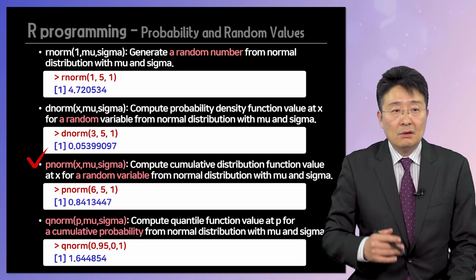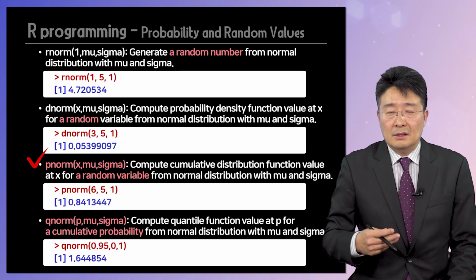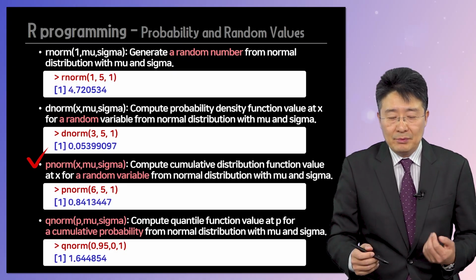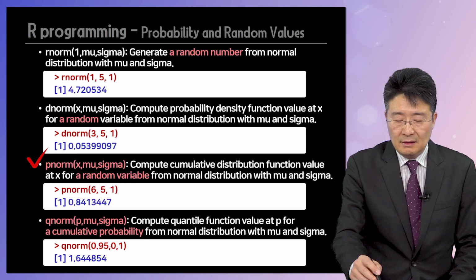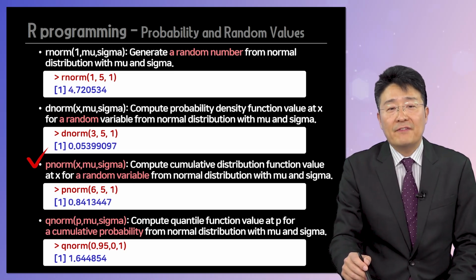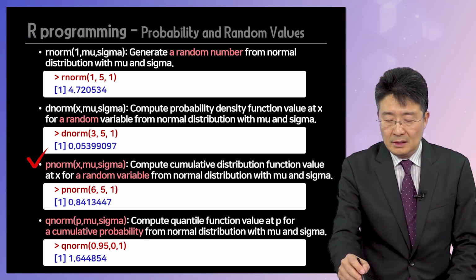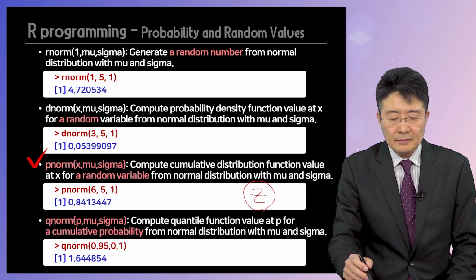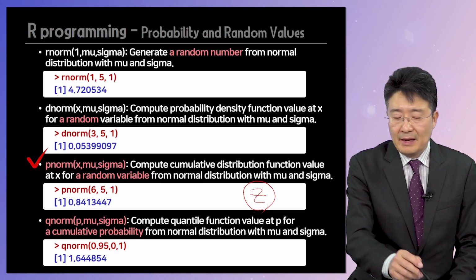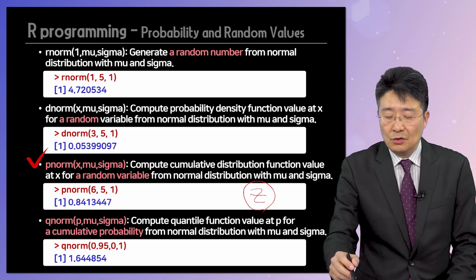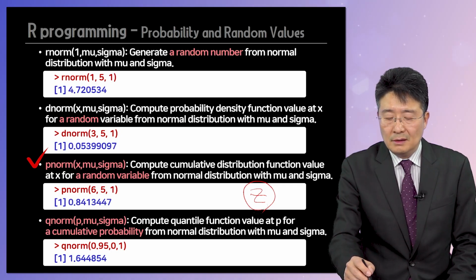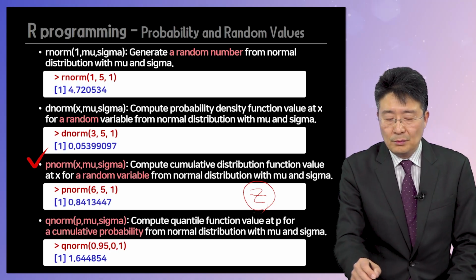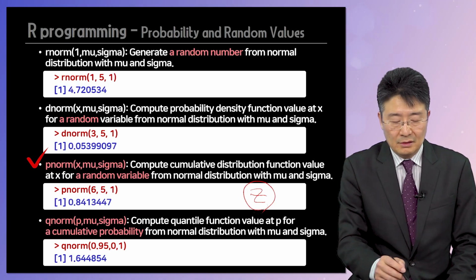In using control charts, we should be able to calculate the cumulative distribution function value, which is called G. Please keep that in mind. In using control charts, you are supposed to get this value, G. This is the cumulative distribution function value.